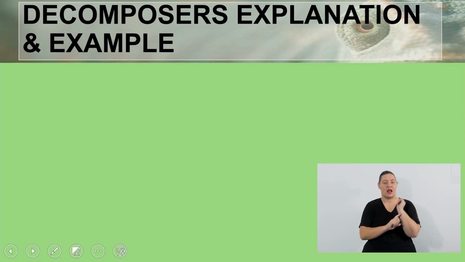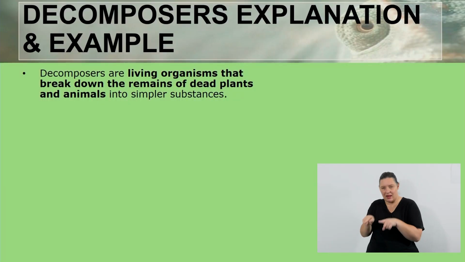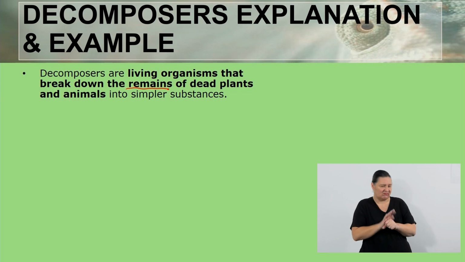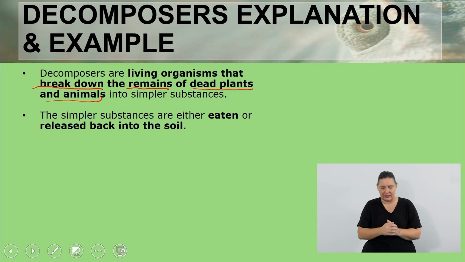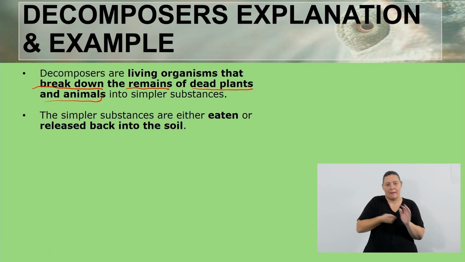Then our last type of consumers, we have decomposers. Now, decomposers are living organisms that break down the remains. So that is what decomposers do. They break down the remains of dead plants and animals into simple substances. The simpler substances are then eaten or released back into the soil.